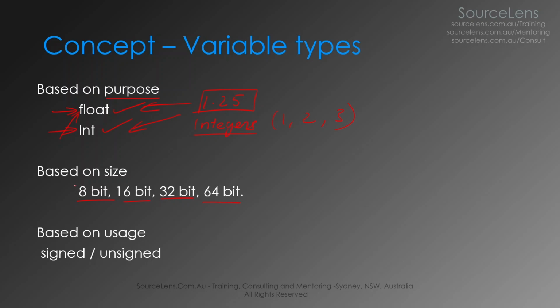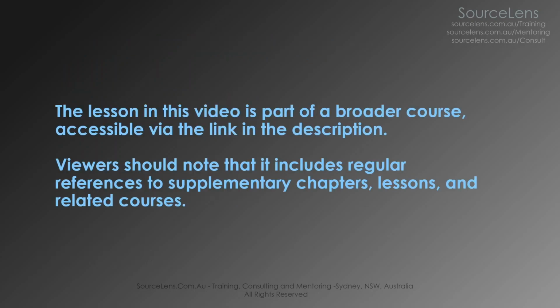Also, based on size, we have different types of variable. This is 8-bit, 16-bit, 32-bit, and 64-bit. Probably more than that. Just like in the case of bag, you have different size of bags. So in here as well, we have different size of variables. If you don't want to waste too much memory, you can use 8-bit. And if you have bigger data to store, you can use bigger buckets, like so.